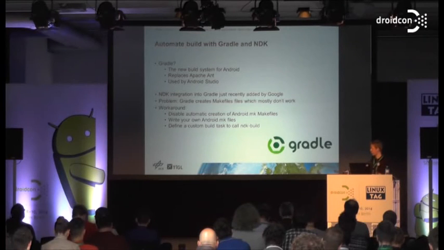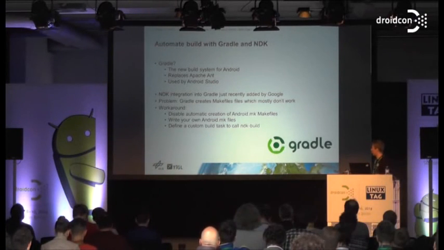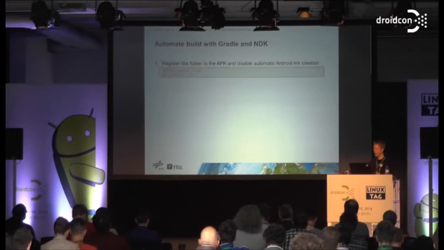So as a workaround, you can disable the automatic creation of Android makefiles. You write your own makefiles, as I showed before shortly, and you have to define a custom build task in order to run the NDK build command, else you won't get your library and you probably get some crash. And this is how you do that.